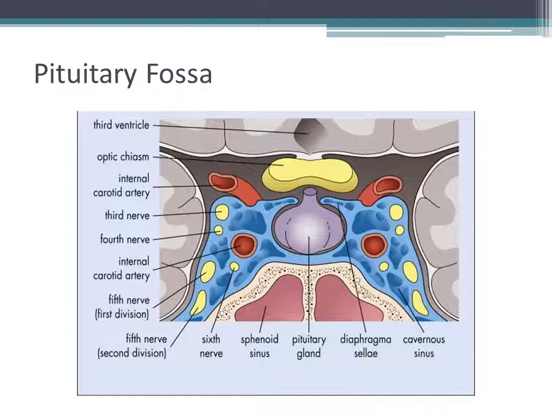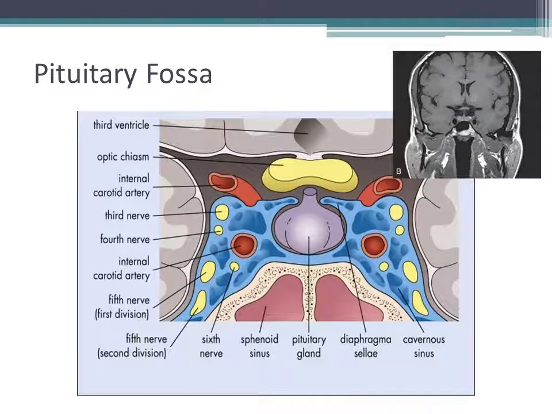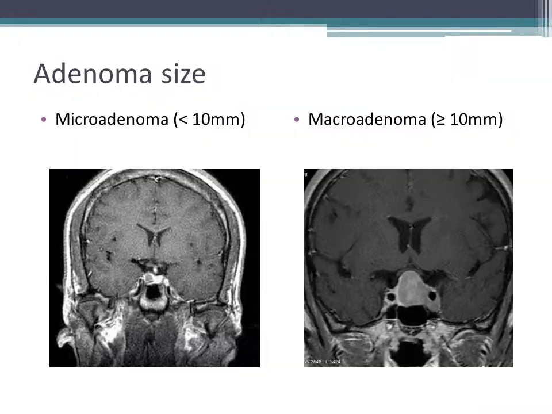And then we have the cranial nerves dispersed into the cavernous sinus. The cranial nerves are the yellow structures, and the cavernous sinus in general is the blue structure. And inferior to the pituitary is the sphenoid sinus, which is the pink structure. And compare this image to the pituitary MRI that is shown in the above right corner.